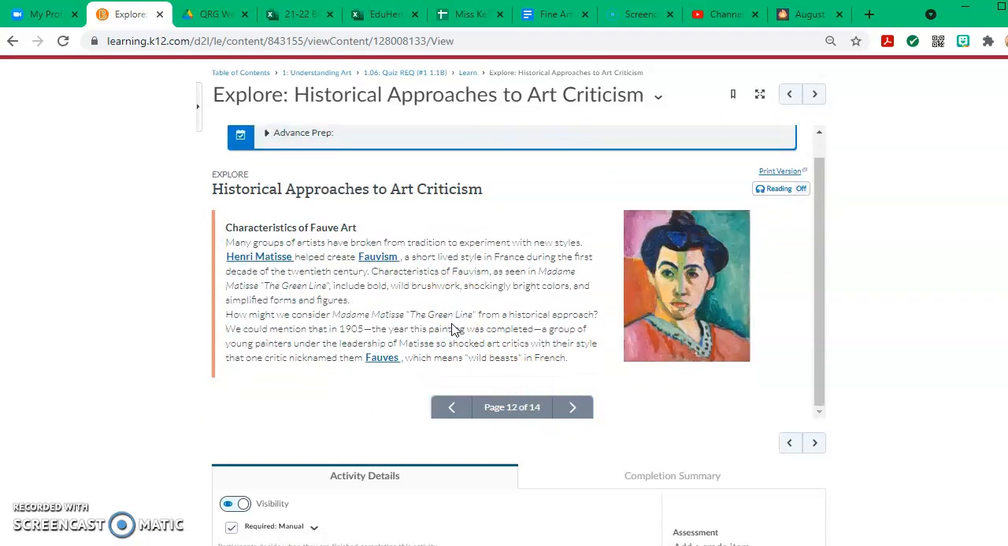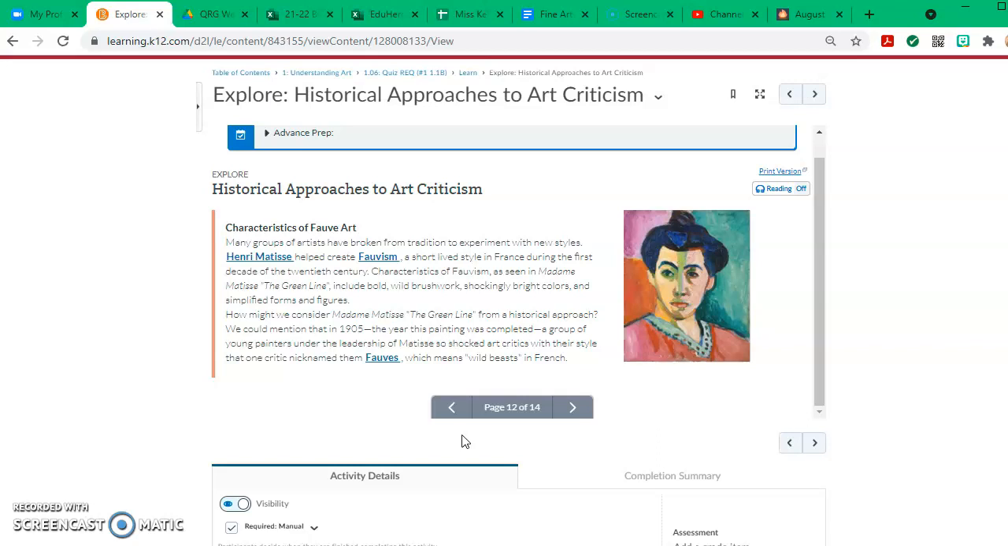Historical approaches to art criticism. Characteristics of Fauvist art. Many groups of artists have broken from tradition to experiment with new styles. Henri Matisse helped create Fauvism, a short-lived style in France during the first decade of the 20th century. Characteristics of Fauvism, as seen in Madame Matisse, The Green Line, include bold, wild brushstrokes, shockingly bright colors, and simplified forms and figures. How might we consider Madame Matisse, The Green Line, from a historical approach?